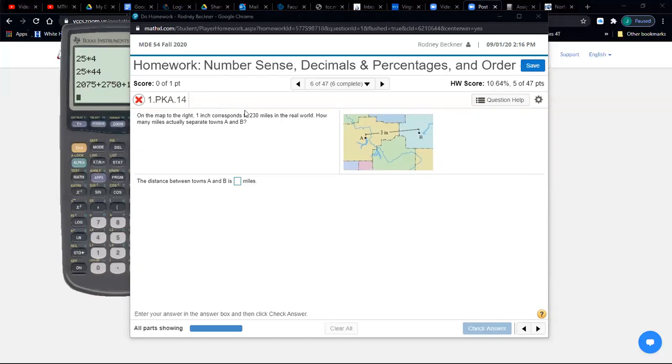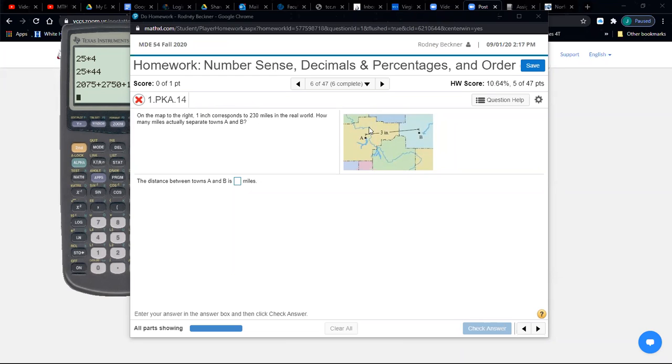So 1 inch corresponds to 230 miles. This is what we call a scale. This is something that we'll study pretty extensively, in relation to the idea of proportions in chapter 3. We can use scales all over the world, but let's just get down to brass tacks. So for every 1 inch here, that's 230 miles.